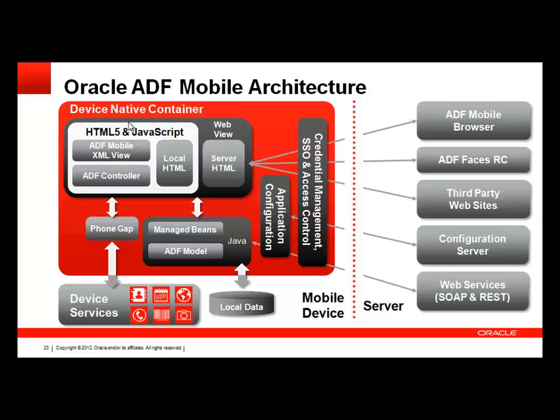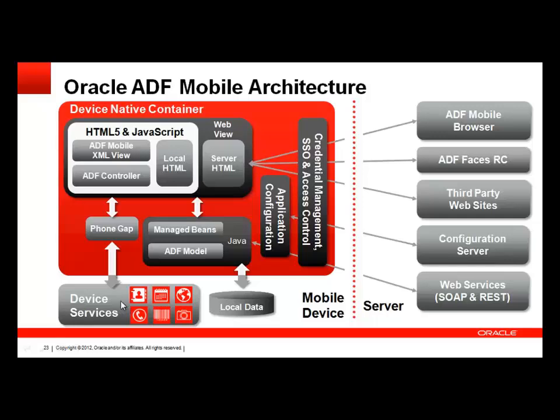For your business logic, we have the Java box down here, which allows you to write your managed beans as well as Java classes that implement access to data. Java classes can access a local database, and this is an encrypted SQLite database, and they can also access remote services. So SOAP or REST services that are sitting on the remote server can be accessed from your Java code and also exposed using the ADF model to your user interface.